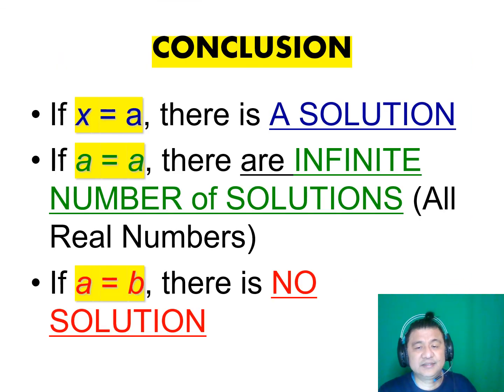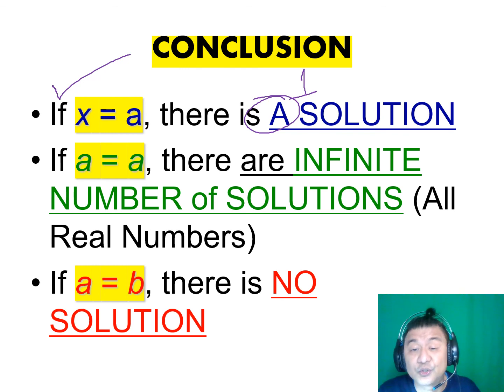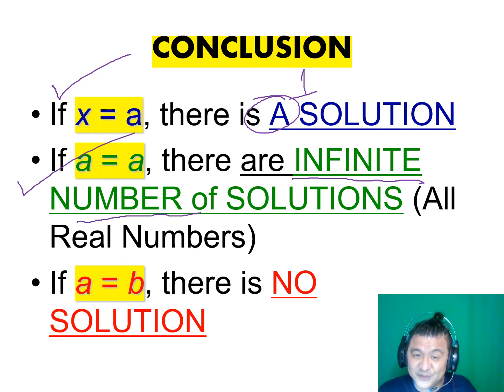Okay, let's generalize now. Summary number one. If x is equal to a number a, a real number, then there is one solution. You need to solve for that. Okay, now, at the end, if you get a is equal to a, the left side is equal to the right side, any number would be accepted as a solution. So, an infinite number of solutions. Okay, now, if the left side is different from the right side, no value will make it true. Therefore, you could say no solution.